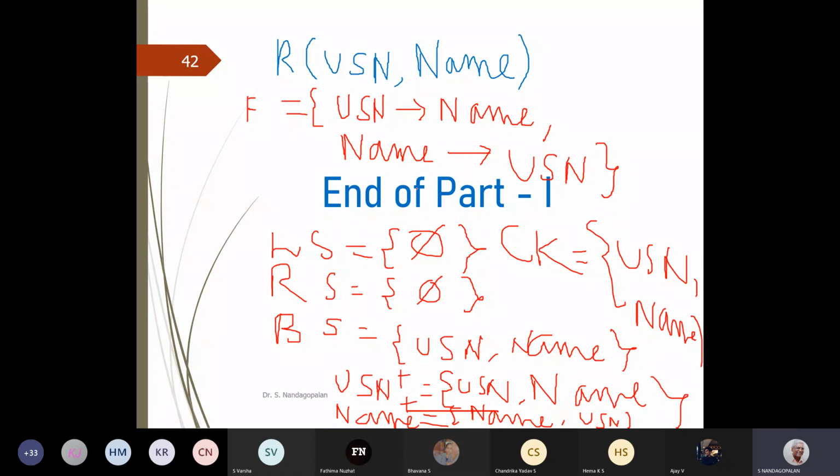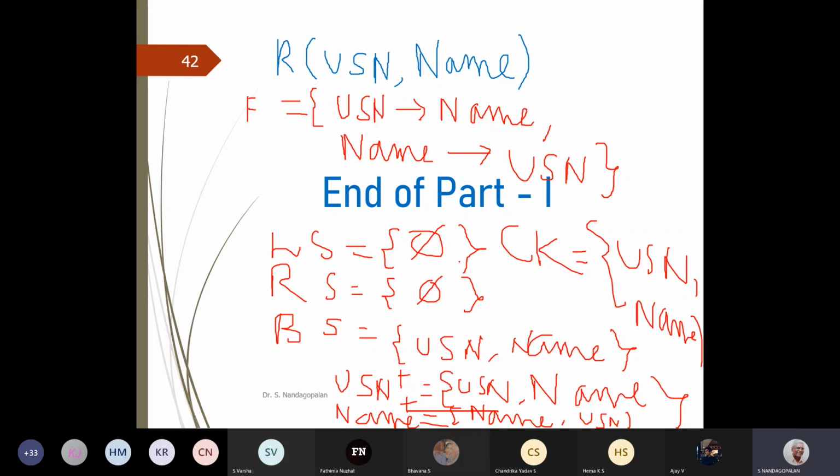So what does it mean? That name also is unique. That means name can determine USN. Name has to be unique because I'm giving this FD, right? Instead of name, you can take even phone number or mobile number, which has to be unique for a person, or email ID, anything you can take. So if we can find all the rest of the attributes using USN, it's fine. And using name, I can determine everything. I'm guaranteeing you that it is a unique one.